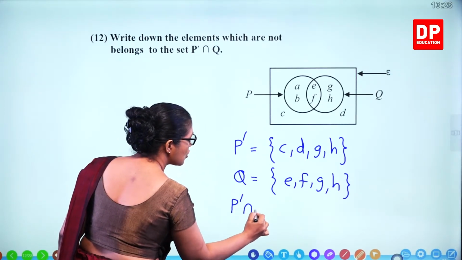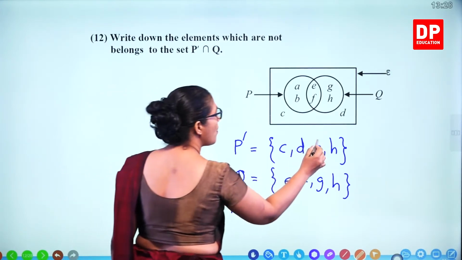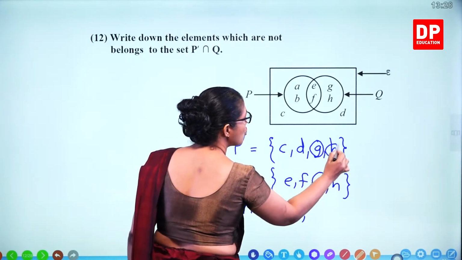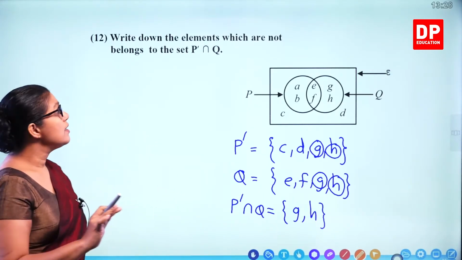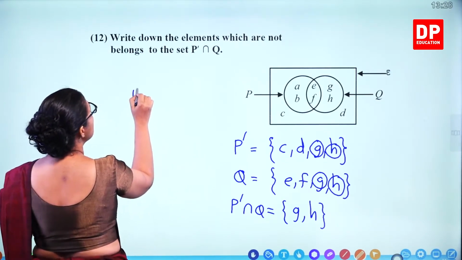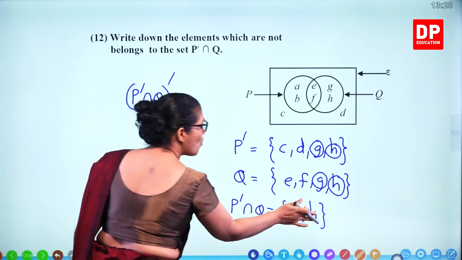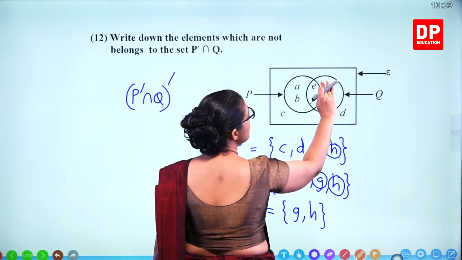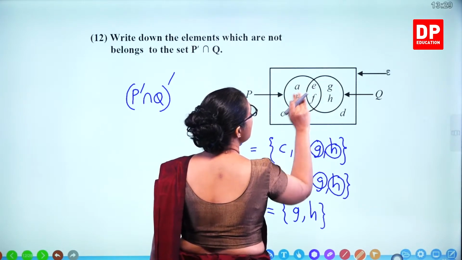So what's the intersection, P dash intersection Q? Common terms for both. G is common and H is common. Now we have these two, but we want outside, not belonging to this. So what's P dash intersection Q whole thing dash? Outside GH. Outside GH means you have to write all the other letters: A, B, C, E, F, D.